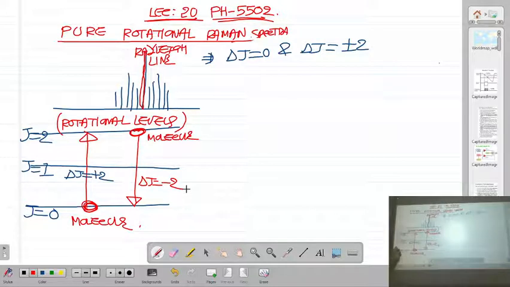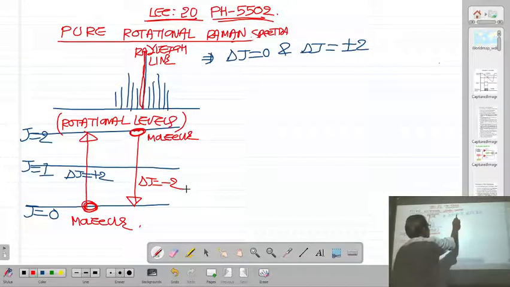So I have shown three rotational levels: J is equal to 0, J is equal to 1, J is equal to 2. When the molecule makes a rotational transition from J equal to 0 to J equal to 2, what is the difference of quantum number J? 2 minus 0, that is plus 2. And when the molecule makes a transition from J equal to 2 to J equal to 0, the difference of quantum number will be minus 2.